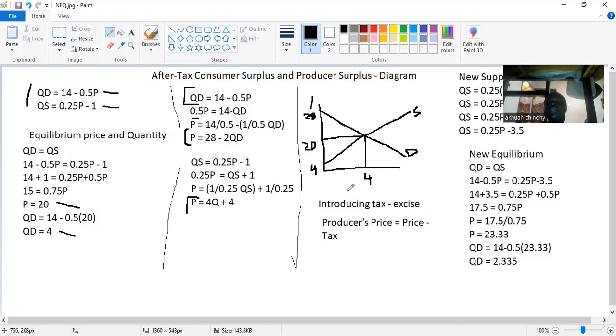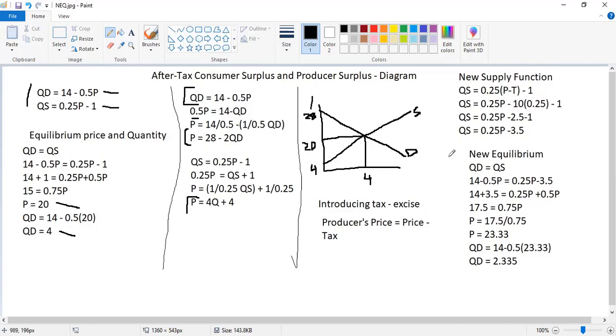Okay, so now this is where I want to explain more. Let's say the government introduces a tax. It can be a tax on producers or it can be a tax on consumers, but mostly it's a tax on producers. An example is the excise tax. So in our case it's a tax on producers.